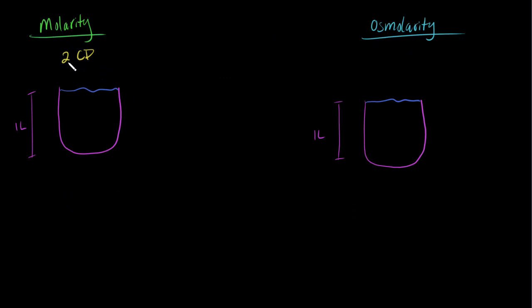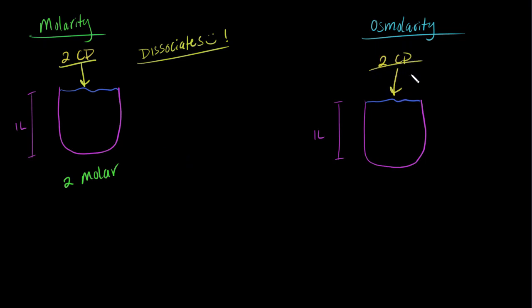But let's say that I've got a molecule called CD, and I look it up ahead of time and I find out that it does dissociate. Well, when I put CD into water, what kind of molarity am I going to have? If I'm asking you about molarity and I put 2 moles of it into 1 liter, you know I'm going to have a 2 molar solution. But if I put 2 moles of CD into 1 liter over here, and then I ask you about osmolarity, remembering that it does dissociate, what kind of osmolarity would it have? It would have a 4 osmolar solution.